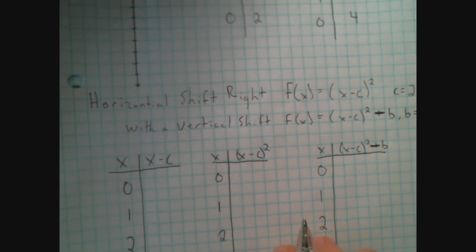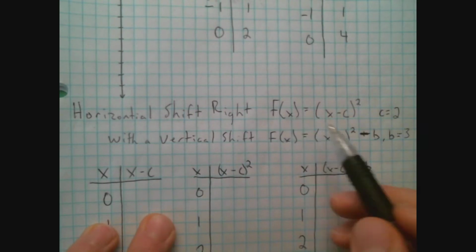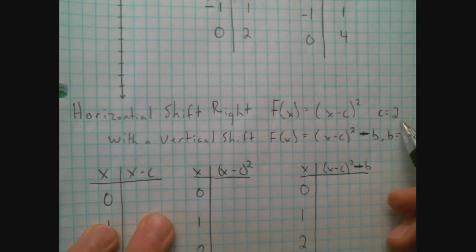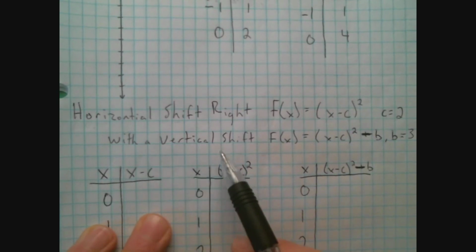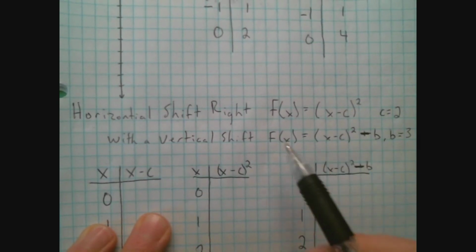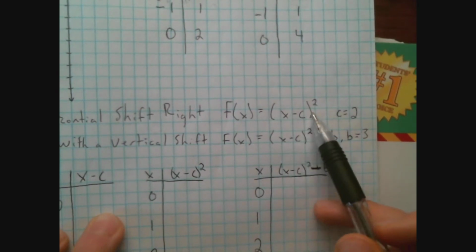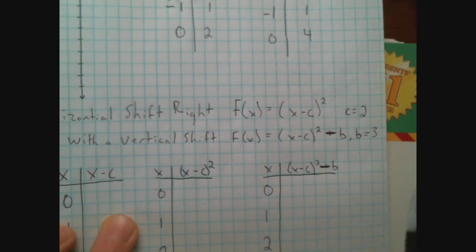Now we're going to move to the horizontal shift to the right. And the function for that is f of x equals x minus c, and all of that is squared. Again, I named c 2 when it could be any number. You could have 3, 4, 500, bajillion, million, whatever. But this time we're going to also add a vertical shift. And so that would now make the function f of x is equal to x minus c squared, what I got up here, minus b. And I just named b as 3, and it could also be any number.